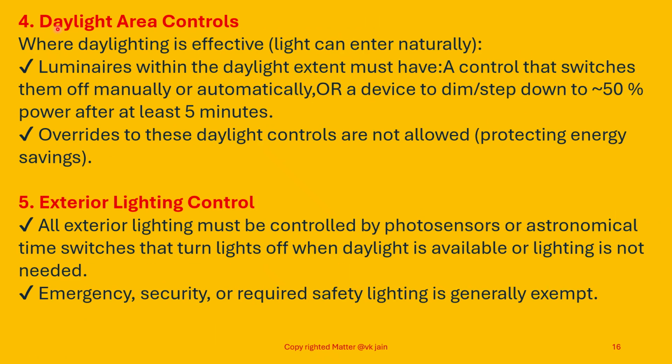Friends, we have already discussed daylight area control. Now we are discussing exterior lighting control. All exterior lighting must be controlled by photosensors or astronomical time switches that turn lights off when daylight is available or lighting is not needed. Emergency security or required safety lighting is generally exempt.